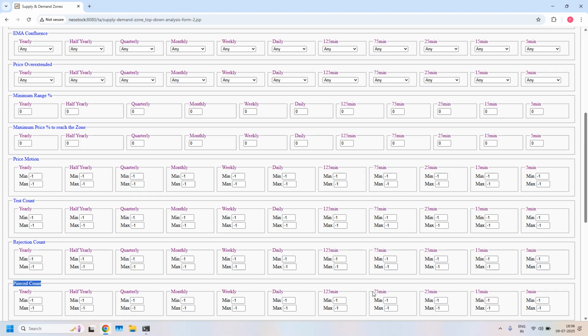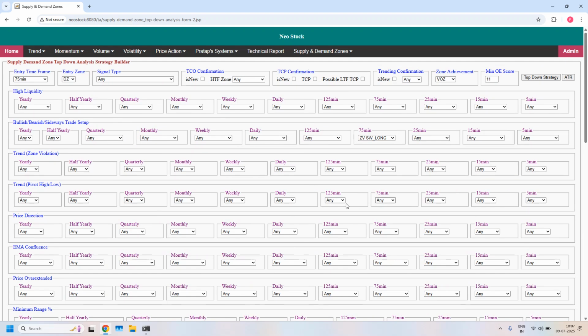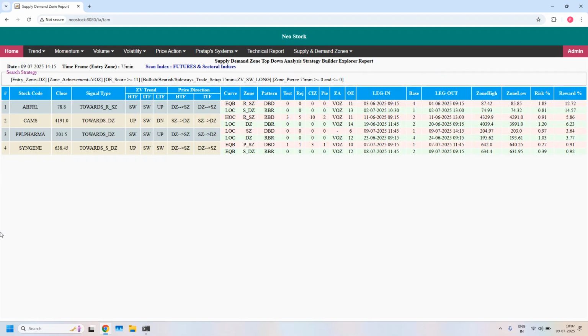So at the entry time frame, that is 75 minutes, I am setting minimum value 0, maximum value 0. That means pierced count should be 0. Pierced count 0 means zone is not pierced. That filter is applied to 75 minutes demand zone. So we got 4 stocks. Sideways long trade setup for weekly income trade, and all these entry time frame zones are 75 minutes demand zones.